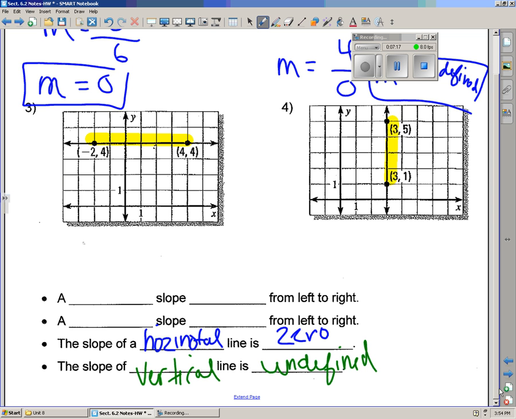Okay? The first 2 bullets happen to go back to problems number 1 and 2. If you have a positive slope like you did in number 1, a positive slope means that your line rises from left to right. We walked uphill. A negative slope means that your line falls from left to right.